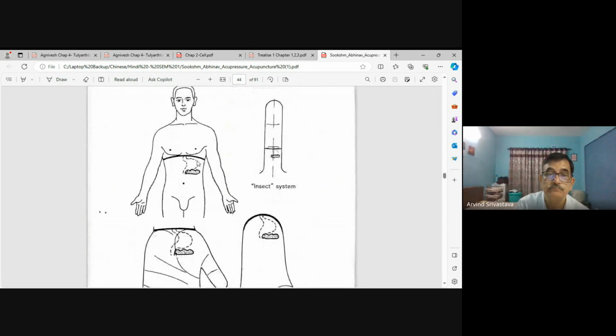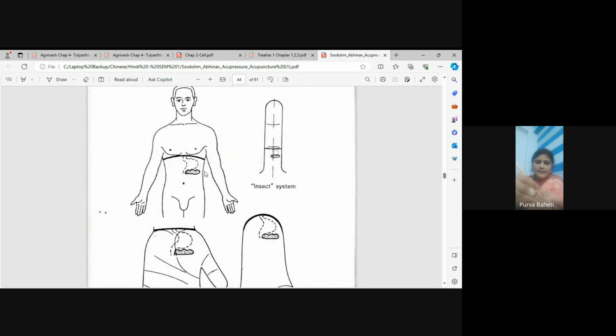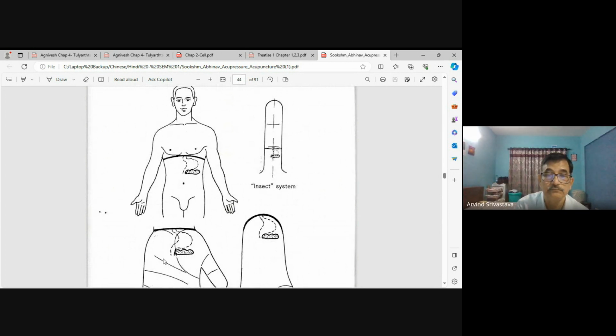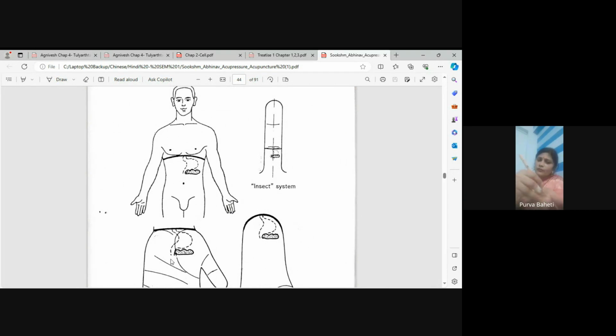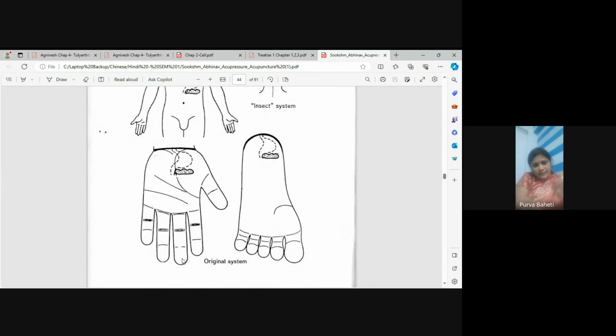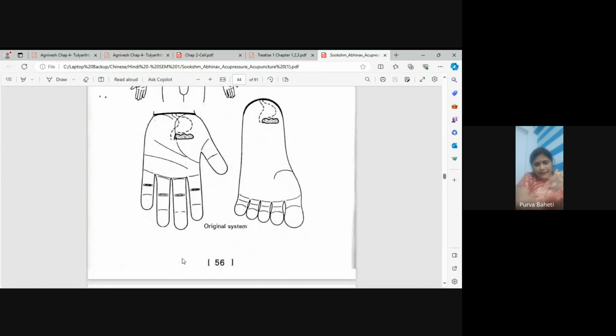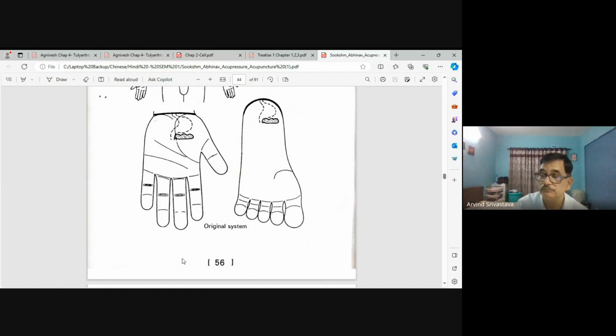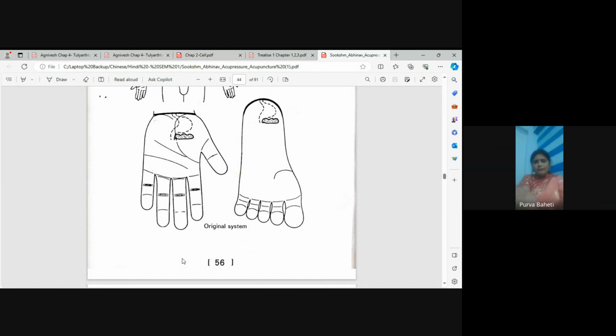Pancreas is below the stomach only. So in the left hand, this is my stomach, the pancreas will come below the stomach only, here. In the right hand, as my stomach is here, in the line of my small finger, the pancreas will come somewhat here only. Okay, below my stomach. As stomach is there, the pancreas will come below the stomach only.